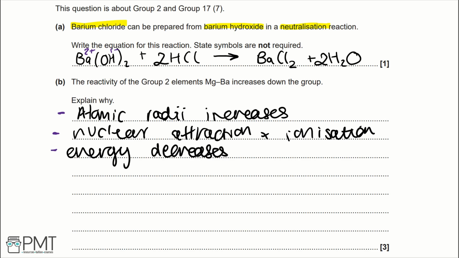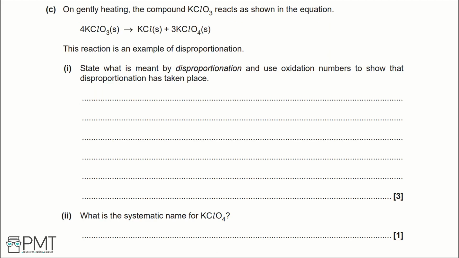So this is a very common question, and I would recommend learning these stages so that you can use them in the future and apply them to very similar questions. Part C. On gently heating, the compound KClO3 reacts as shown in the equation. This reaction is an example of disproportionation. Part 1. State what is meant by disproportionation and use oxidation numbers to show that disproportionation takes place.